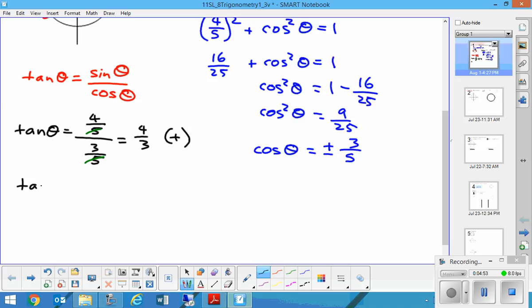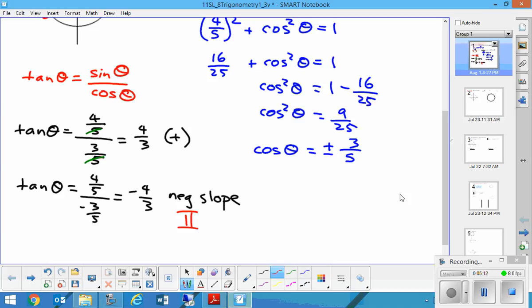The other option is that tan theta is 4/5 over minus 3/5. So we get minus 4 over 3. So that's our negative slope, and that's our answer in quadrant 2. This is our quadrant 1 answer. So in quadrant 2, tan theta is negative. It has a negative slope.